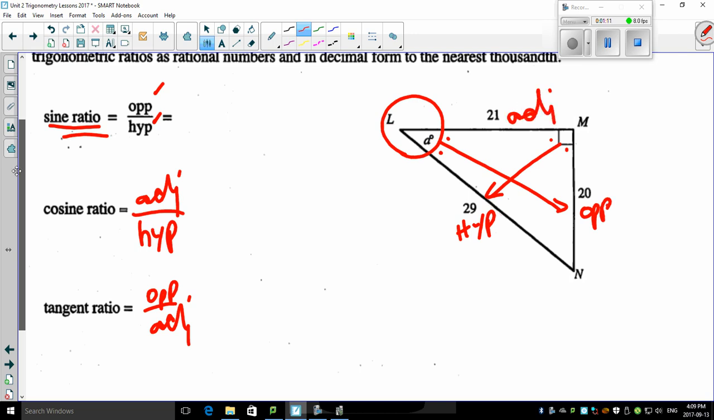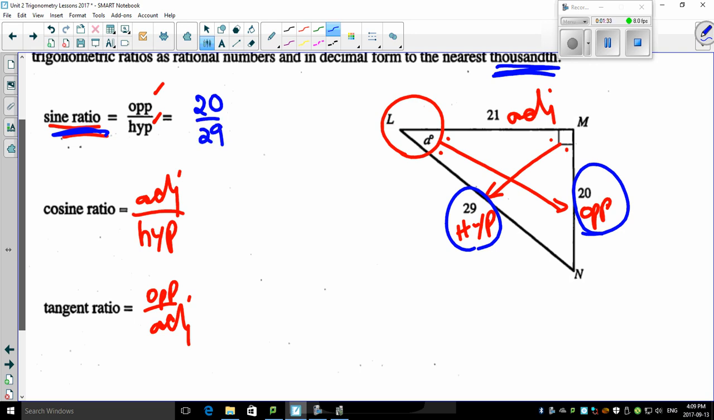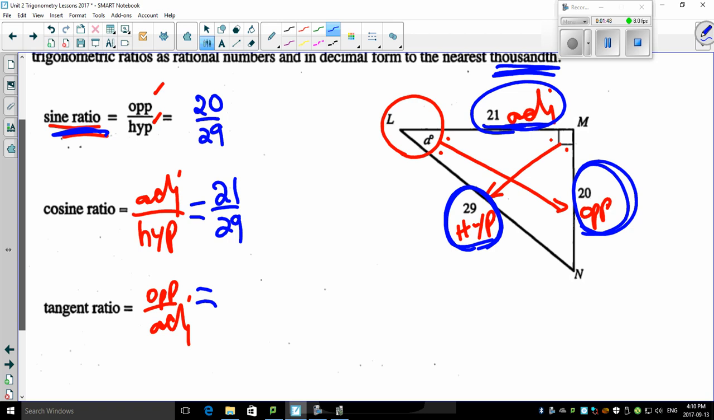All right, so let's start putting everything in here, and it says, now put these trigonometric ratios in rational form into a decimal to the nearest thousandth. Well, let's do that. Let's start with the sine. The sine is opposite, here's 20, over the hypotenuse, which is 29. So there's 20 over 29. Let's go to the cosine. Cosine is adjacent over hypotenuse. That's 21 over 29. And finally, tangent, which is opposite, 20, over adjacent, which is 21. 20 over 21.